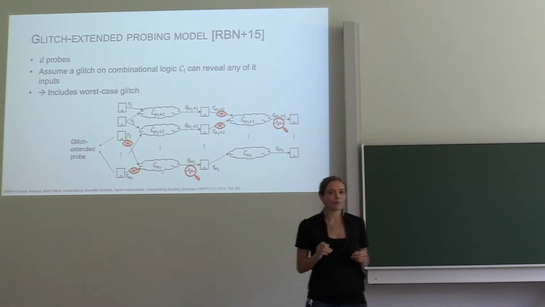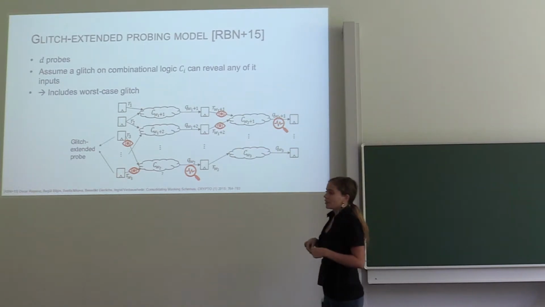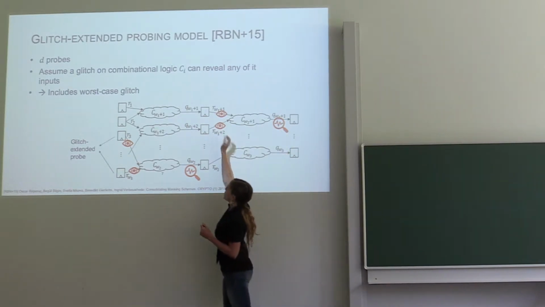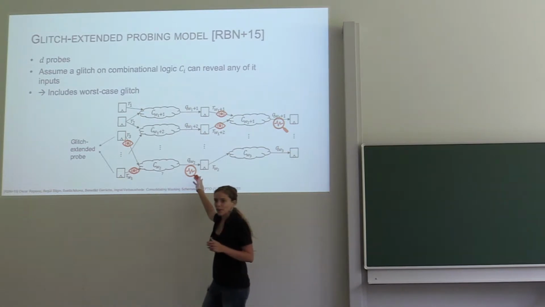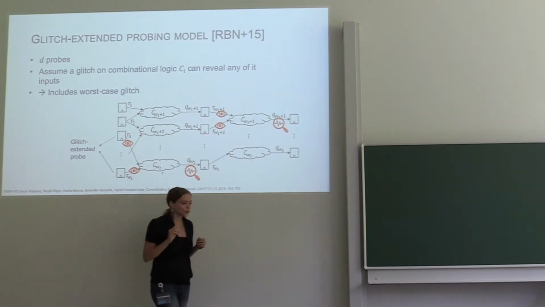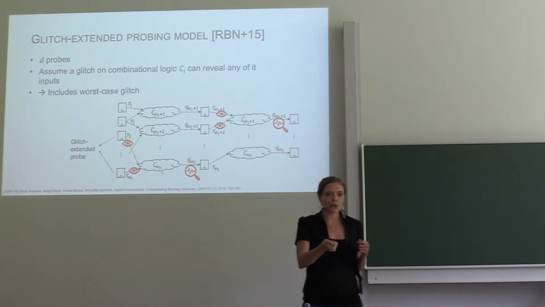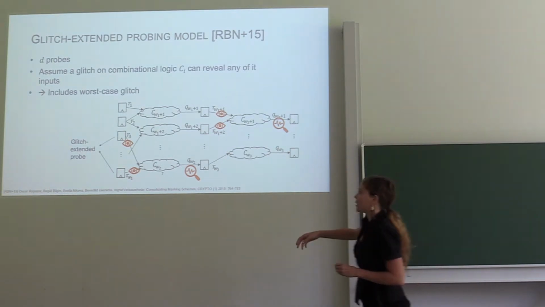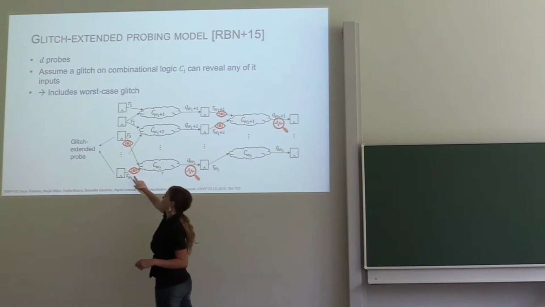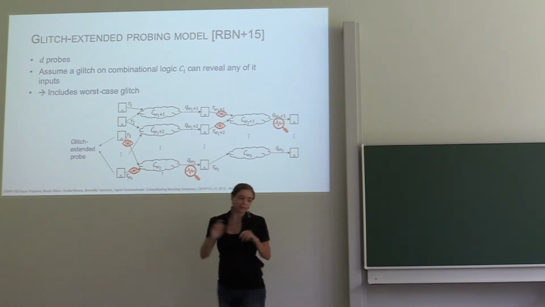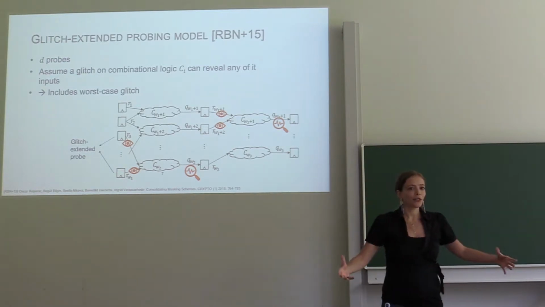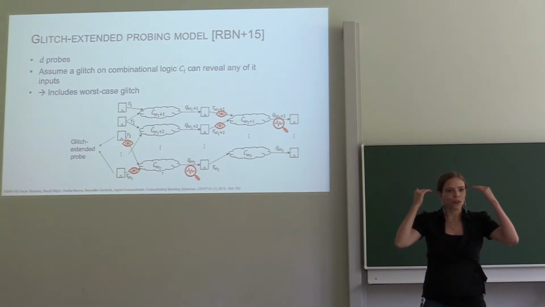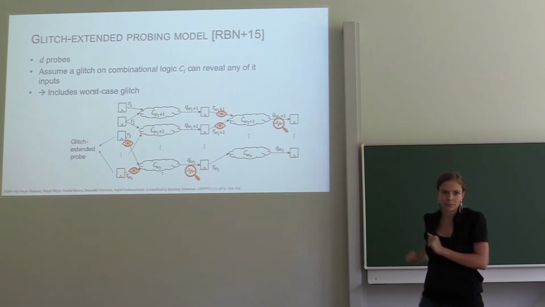And the adversary still gets d probes. But now we assume that when the adversary probes a wire, for example this wire, he also sees these wires. And when the adversary probes, for example this wire, he also sees these wires. So for every normal probe of the adversary, we actually give him what we call a glitch-extended probe. That is a probe consisting of all the stable wires that are required to compute the normal probe. By giving the adversary this glitch-extended probe, we give him the power to compute the worst possible glitch function. So we can assume the worst possible glitch case is included in this model.